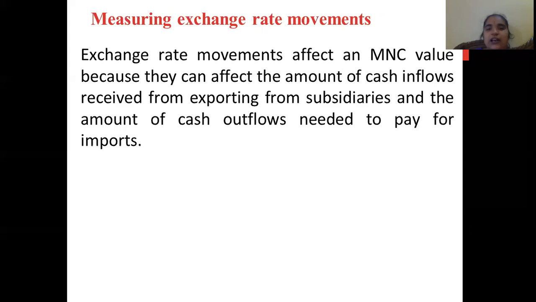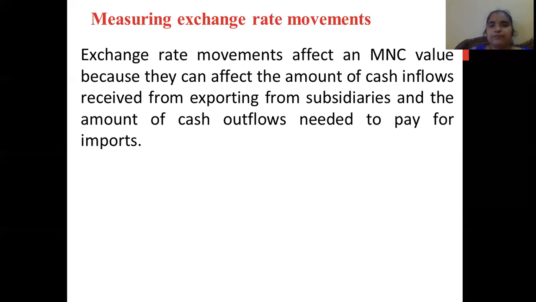Next we'll see how we measure exchange rate. Now why is measuring exchange rate important? As an MNC doing business in more than one country, if there is constant change in the exchange rate of the currencies of the countries in which it has subsidiaries, it will have an impact on the amount of cash inflows and outflows of that company.